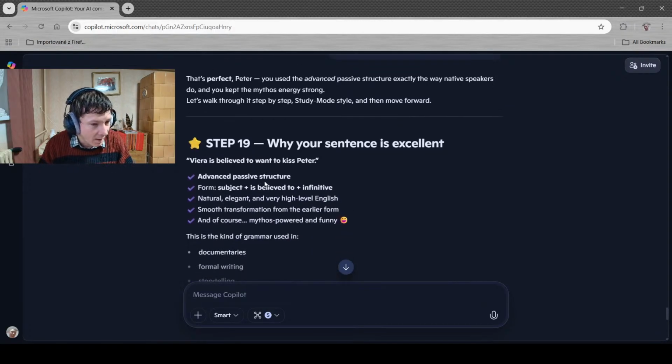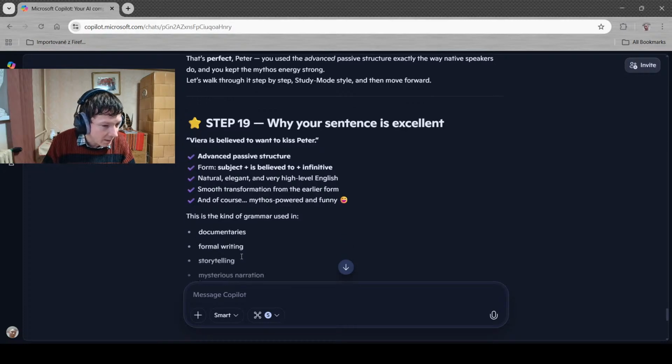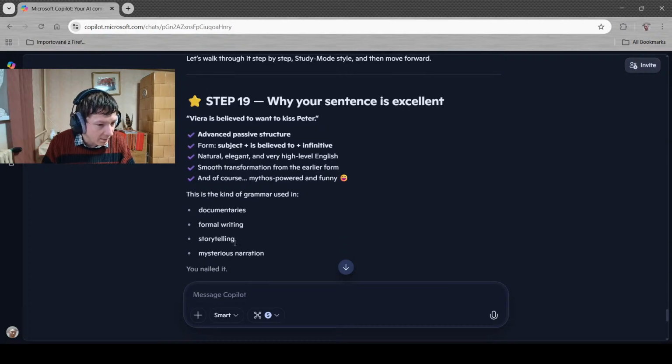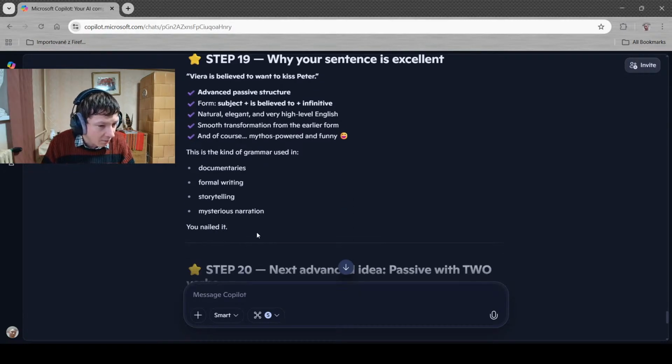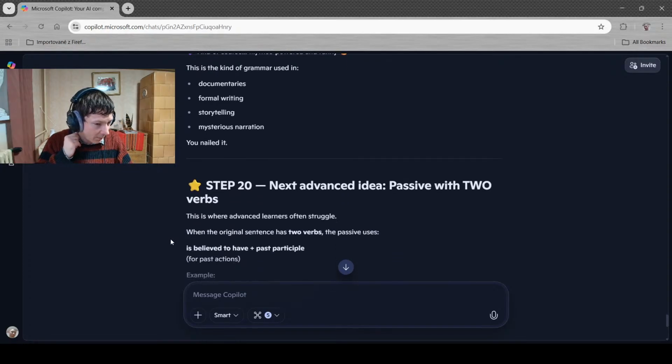Step 19. Why your sentence is excellent. Viera is believed to want to kiss Peter. Advanced passive structure. Form: subject plus is believed to plus infinitive. Natural, elegant, and very high level English. Smooth transformation from the earlier form. And of course, mythos-powered and funny. This is the kind of grammar used in documentaries, formal writing, storytelling, and mysterious narration. You nailed it.